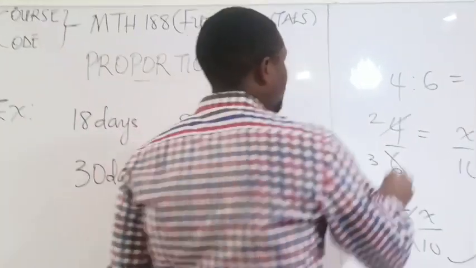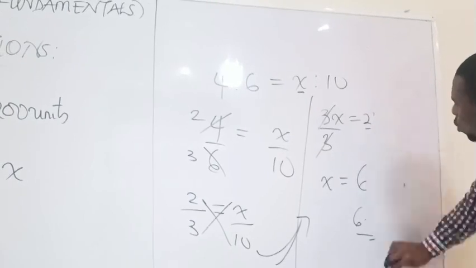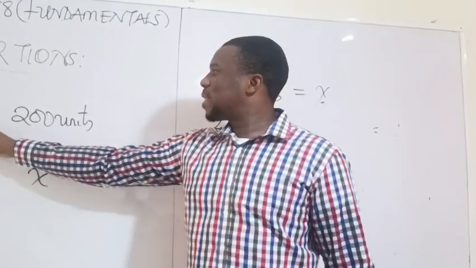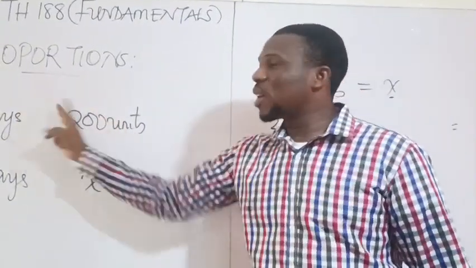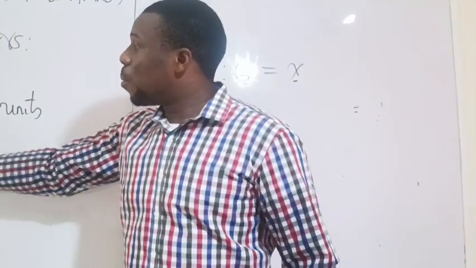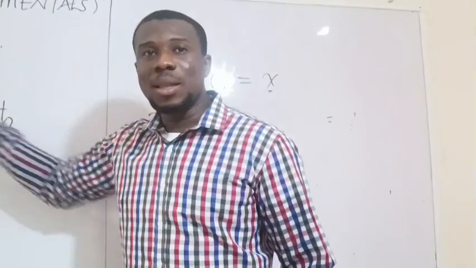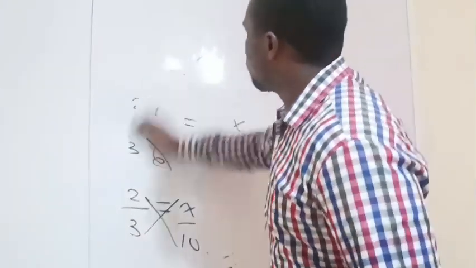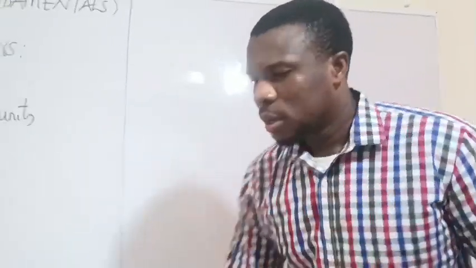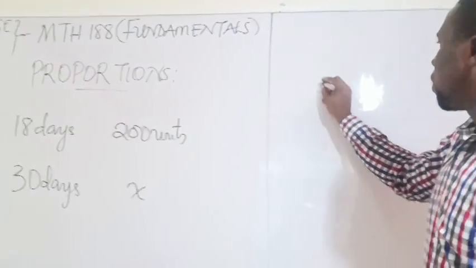So straight to the point. The relation between the number of days and the number of units consumed is actually a direct relation. Why? Because the more the days, the more units will be consumed, and the fewer the days, the fewer the units that will be consumed. So this is just a direct relation. So I will take a pair of this ratio now.